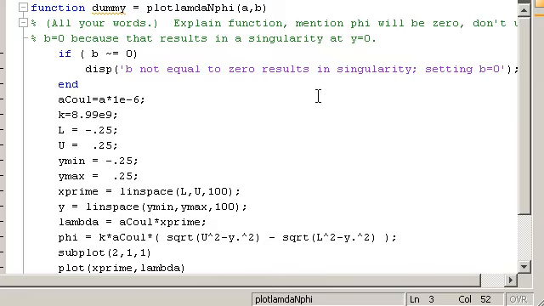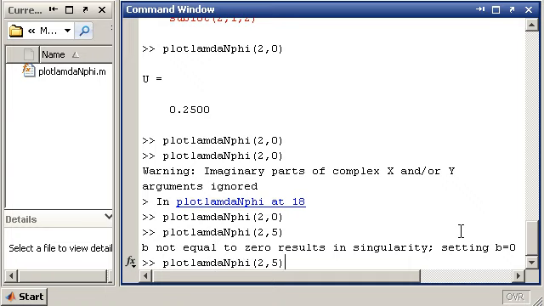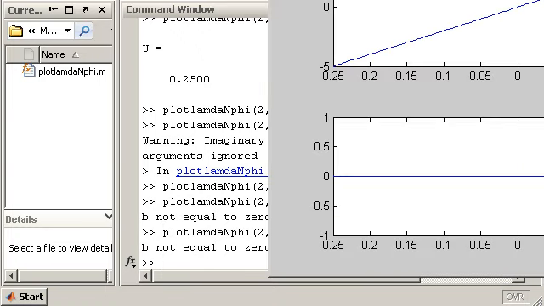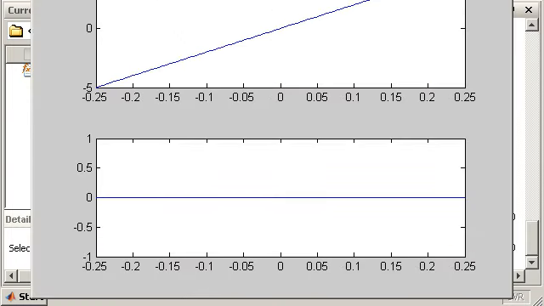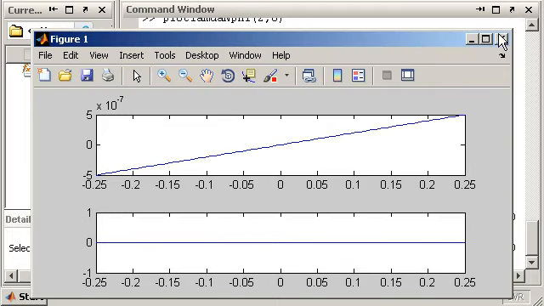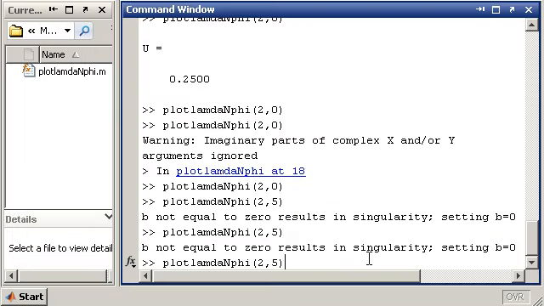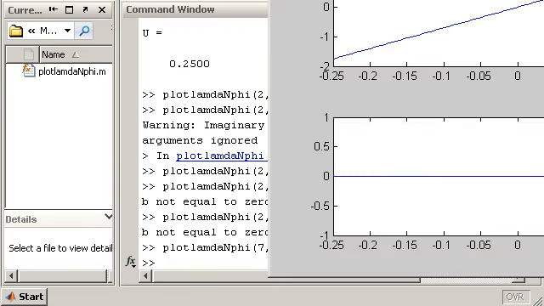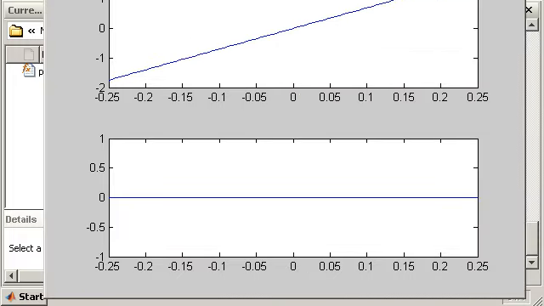Alright, let's just make sure I didn't mess anything up. Just type it in comments. It happens, believe it or not. And I keep on typing in the same value of a. So let's make sure it works with a different value of a.